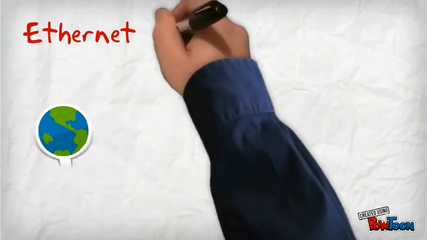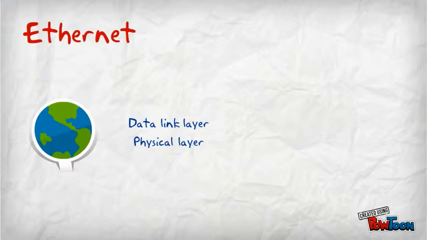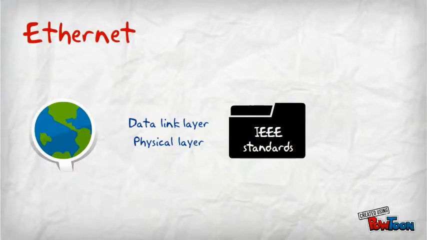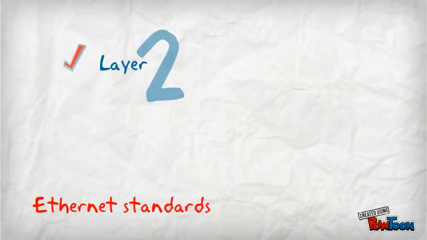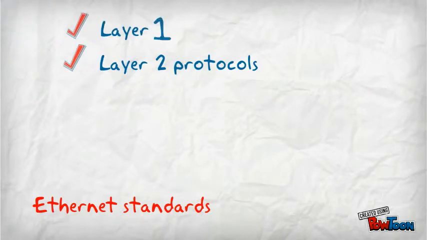Ethernet is the most widely used LAN technology. It operates in the data link layer and the physical layer. It is a family of networking technologies that are defined in the IEEE 802.2 and 802.3 standards. It supports data bandwidths from 10 Mb per second to 100 Gb per second. Ethernet standards define Layer 2 protocols and Layer 1 technologies.